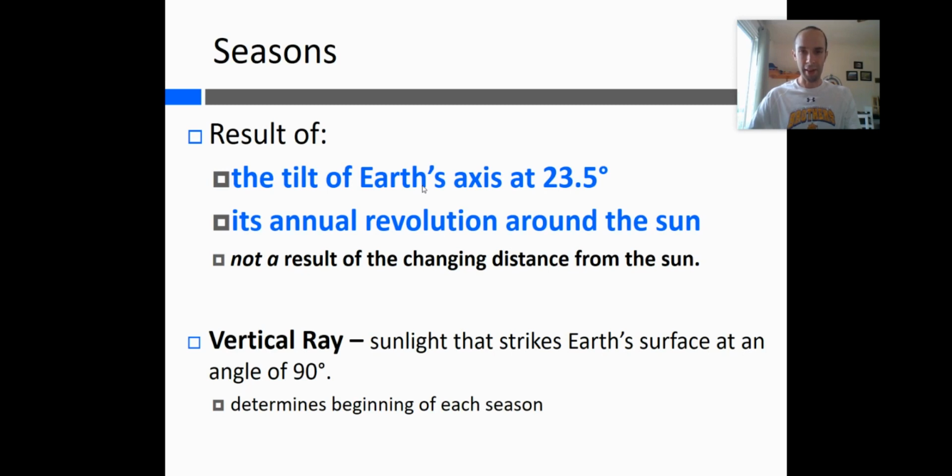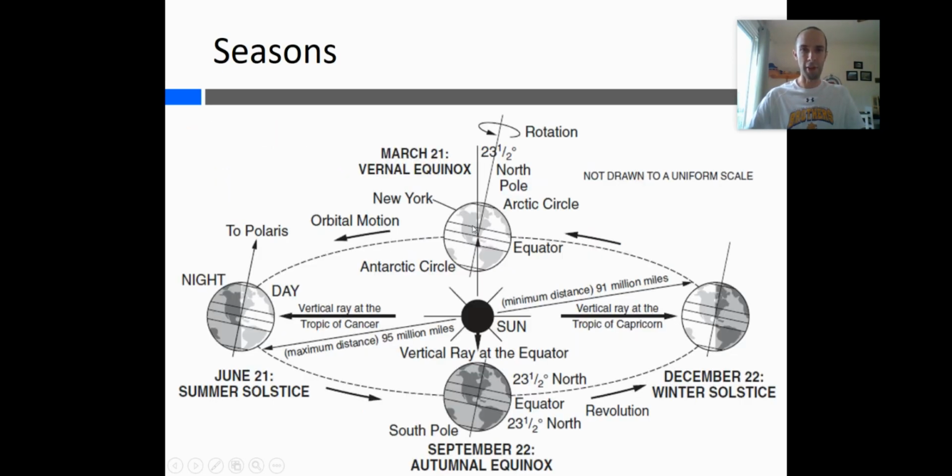It is not, and this is really key, it is not due to the fact that we might be closer or further away from the sun. It has everything to do with the tilt and the fact that we revolve. Now remember, that tilt is always pointed the same direction. So if you look at this picture here, here is Earth, and you can see it's tilted on its axis. This is June 21st. Notice how it's pointed at Polaris. We've talked about that before.